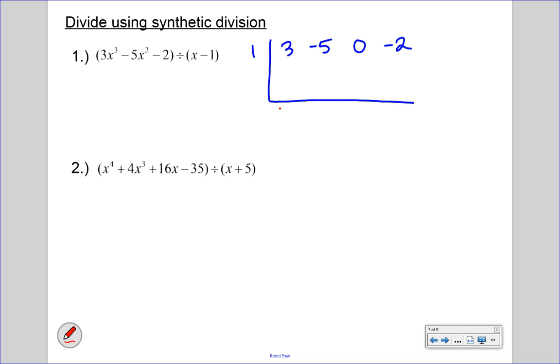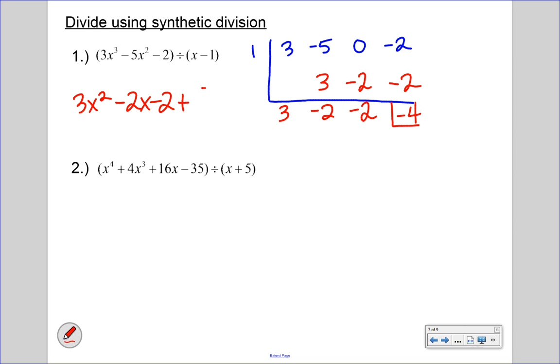Bring down the 3. 3 times 1 is 3. Negative 5 plus 3 is a negative 2. Negative 2 times 1 is a negative 2. 0 plus negative 2 is a negative 2. Negative 2 times 1 is a negative 2. And negative 2 and negative 2 is a negative 4. Since we started with x cubed, our quotient is going to be squared. So our final answer is going to be 3x squared minus 2x minus 2 plus negative 4 over x minus 1.